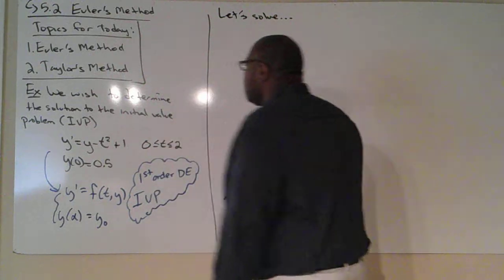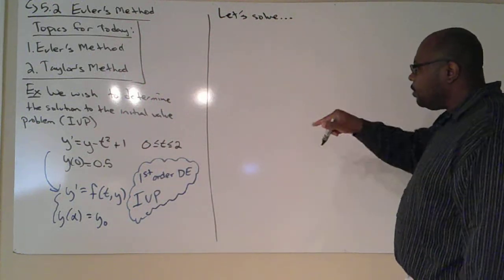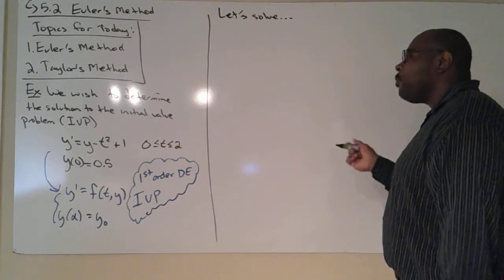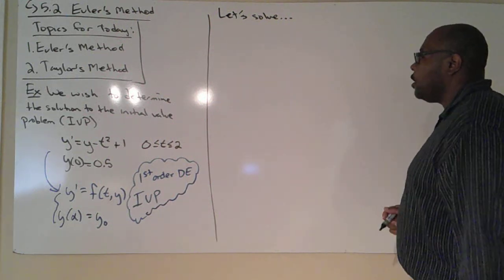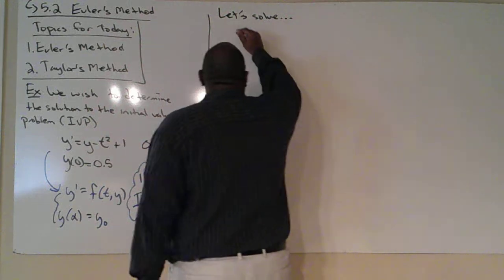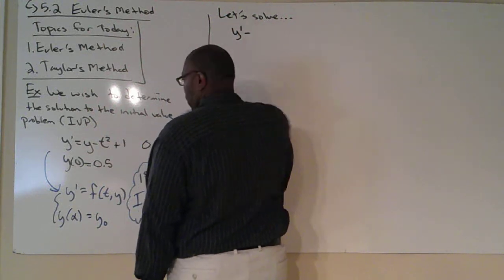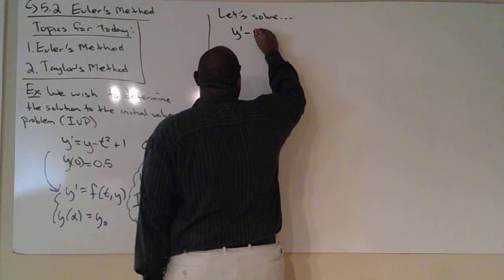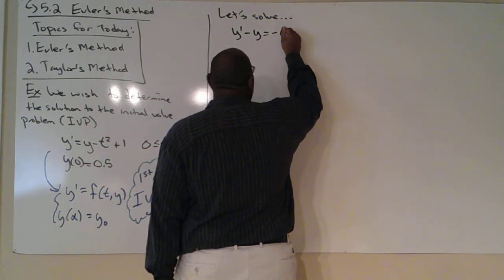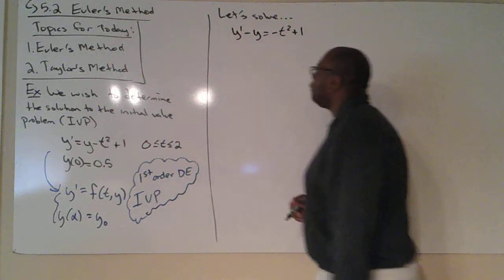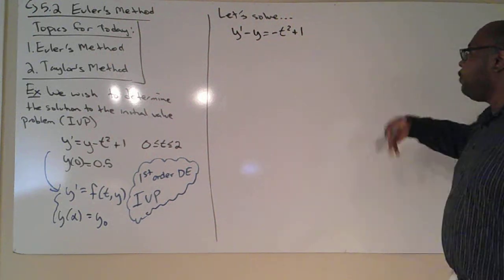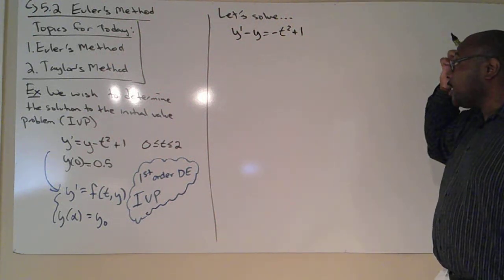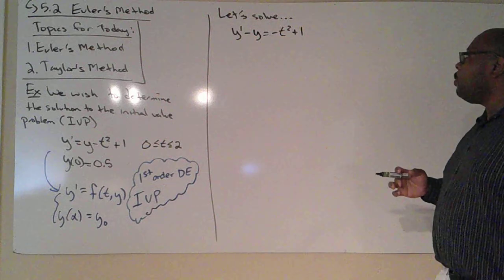To solve this, if we want to use the integrating factor, or even want to do separation of variables, there's another option you can choose. I can get my dependent variable, which is y, over to one side. And of course, if I wanted to, I can use separation of variables.